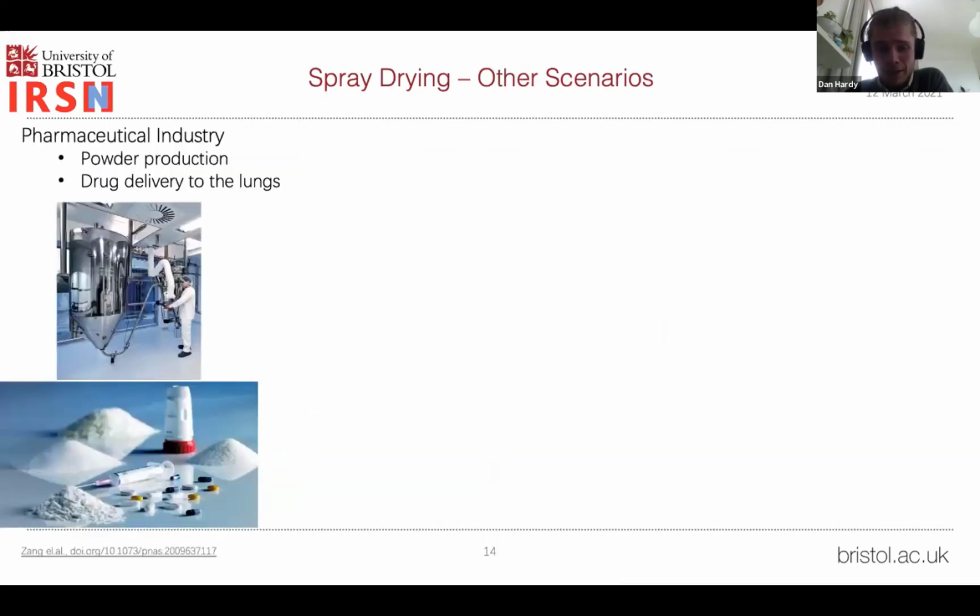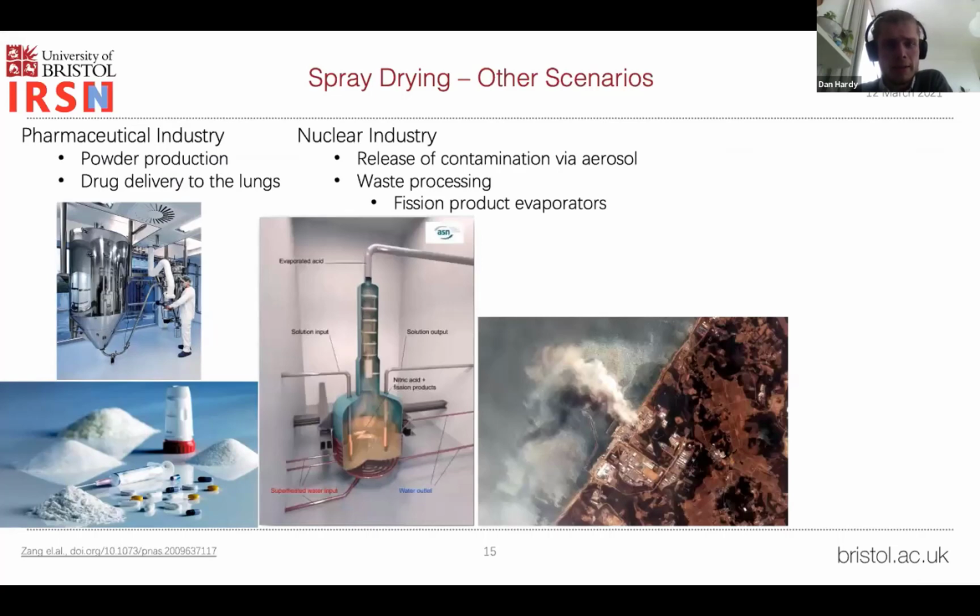This isn't an exhaustive list, by the way, but another big user of spray drying is the pharmaceutical industry. So they do a lot of powder production, going into things like tablets, but also powders are a great way of drug delivery to the lungs. So it's of massive interest to those. This is the perspective I come from.